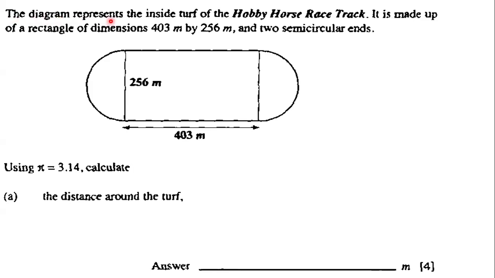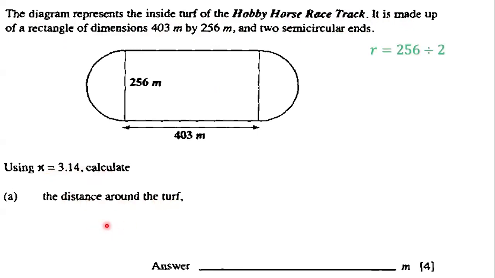The diagram represents the inside turf of the hobby horse racetrack. It is made up of a rectangle of dimensions 403 meters by 256 meters and two semicircular ends. Using pi as 3.14, calculate the distance around the turf.